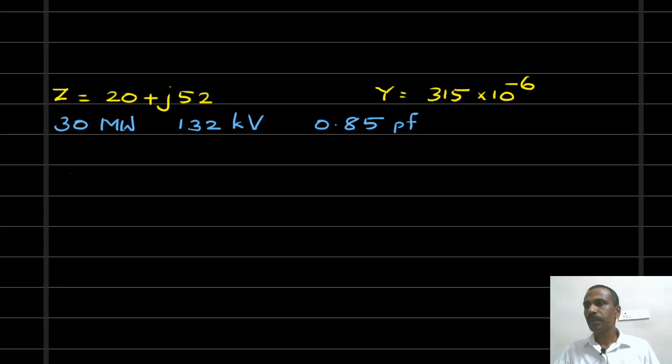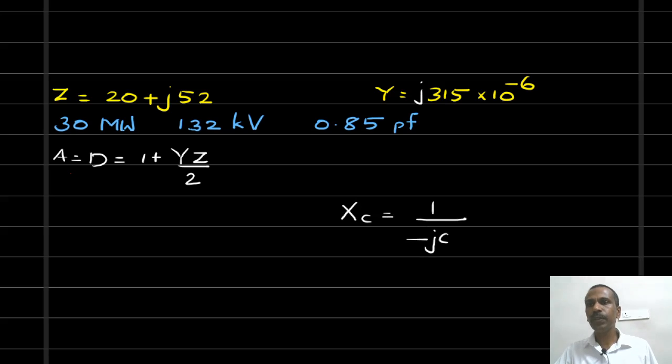Let's first find out the ABCD constants. So A equals D equals 1 plus YZ by 2. Here Y equals J into 315 into 10 raised to minus 6, because you know capacitive reactance X is equal to 1 by minus J into C omega. Admittance is inverse of the reactance, so this will be in the form of J into Y, because 1 by minus J equals plus J.